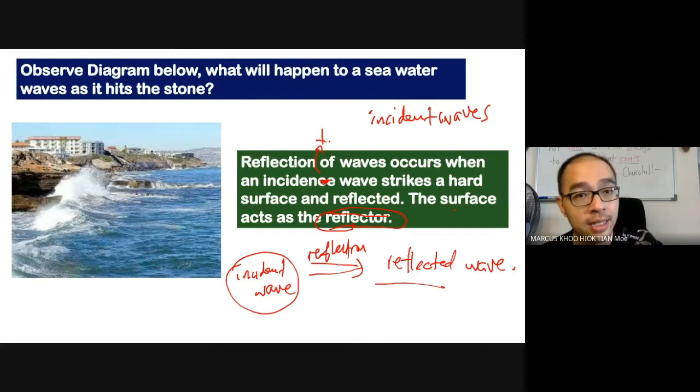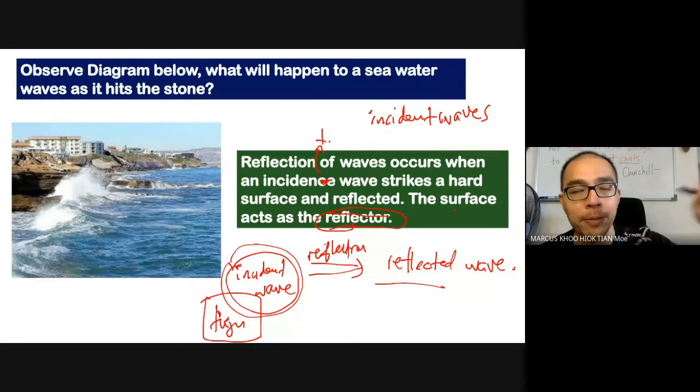When the water waves hit the wall, which is a hard surface, the wall will help to reflect back the waves. Before the phenomenon happens, it is called an incident wave. In Bahasa Melayu, incident is gelombang tuju, tuju as in menuju puncak. So an incident wave is the wave before the phenomenon happens, and after the phenomenon, because the phenomenon is called reflection, we call it the reflected wave.